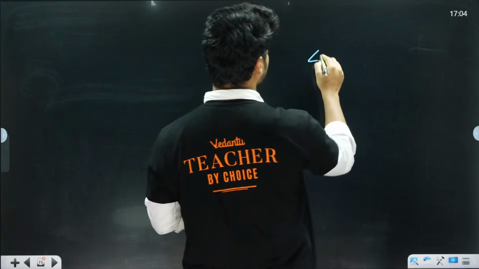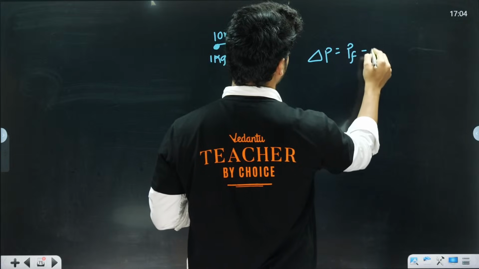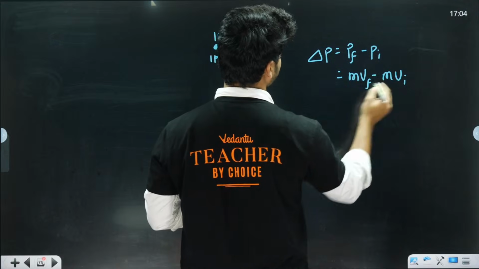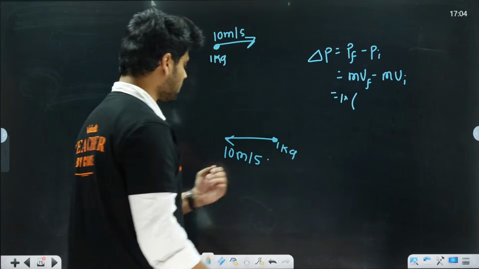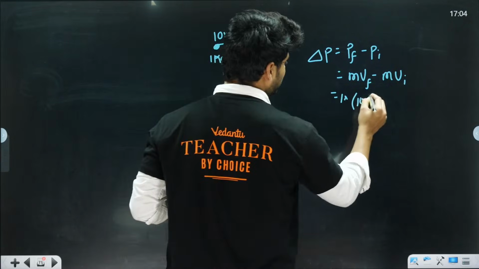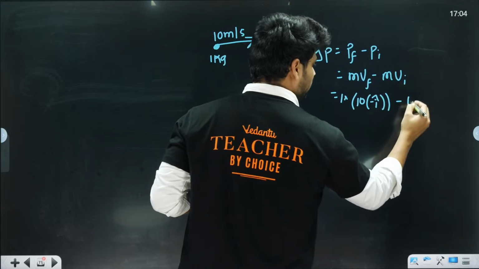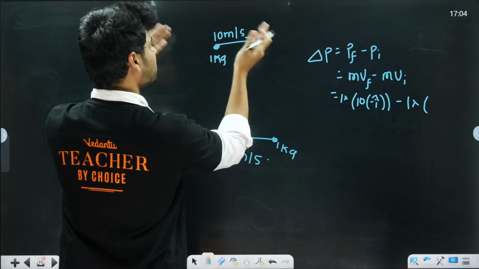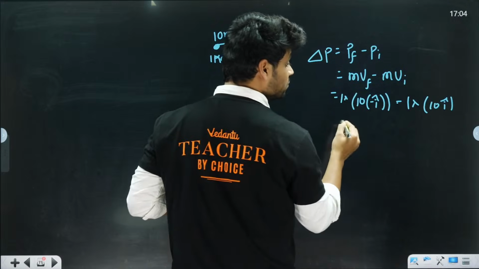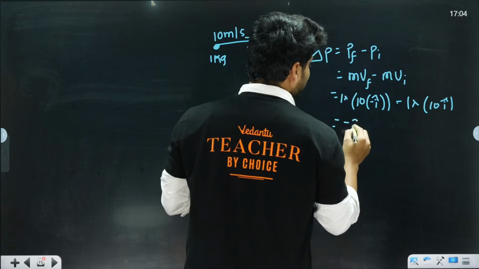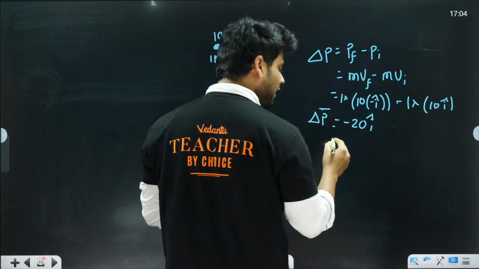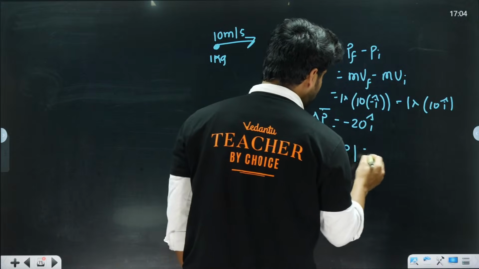So delta P is equal to PF minus PI, right? Yes. PF is what? Mass into final speed minus mass into initial speed. Mass is 1, into final speed. Final speed is 10 minus i. So 10 into minus i cap, minus 1 into initial speed. Initial speed is 10 i cap, right side, right? So 10 i cap. Look, this is minus, they get added. So it becomes minus 20i. That is the change in momentum vector, but I need the value. So the change in momentum value is equal to 20.